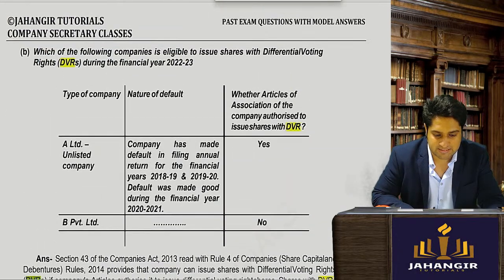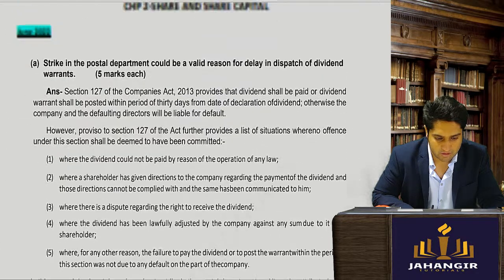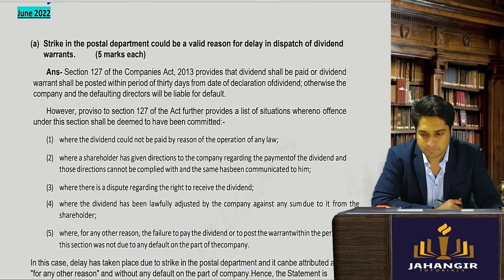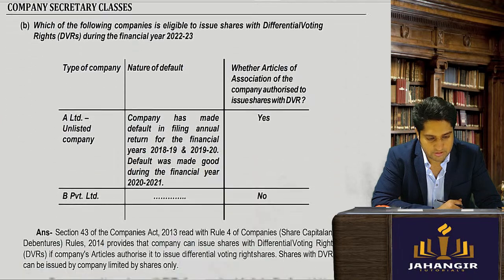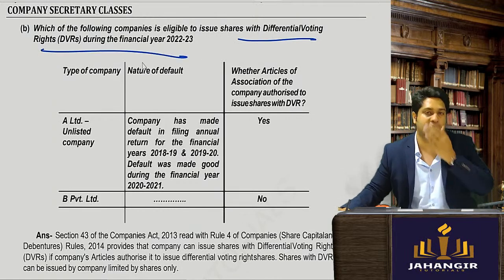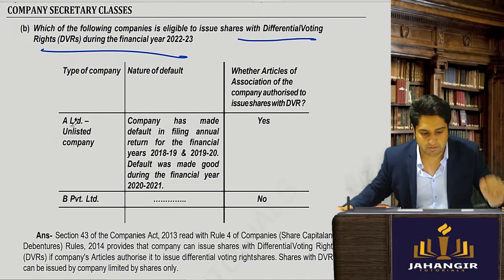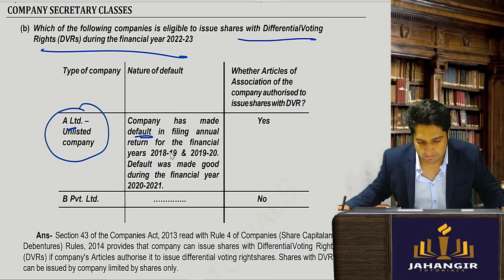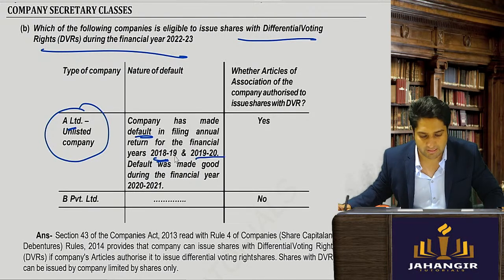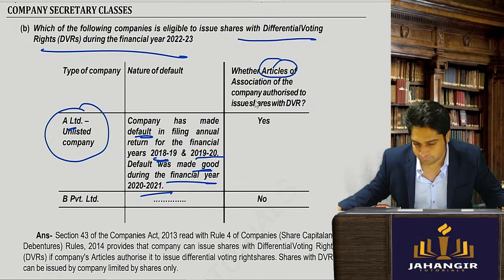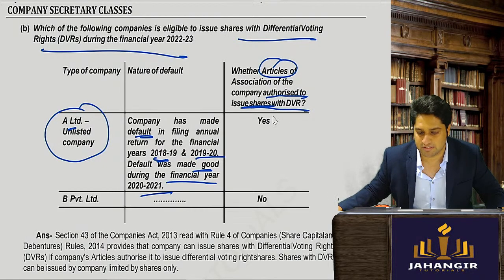Okay, so this is the exam question that was there, and it is of June 2022. What is the question? Which of the following companies is eligible to issue DVRs during the financial year? Firstly, Company A, a limited unlisted company, has defaulted in filing in years 2018-19 and 19-20, and the default was made good during the year 2020-2021. Whether the articles of association are authorized to issue the DVRs.